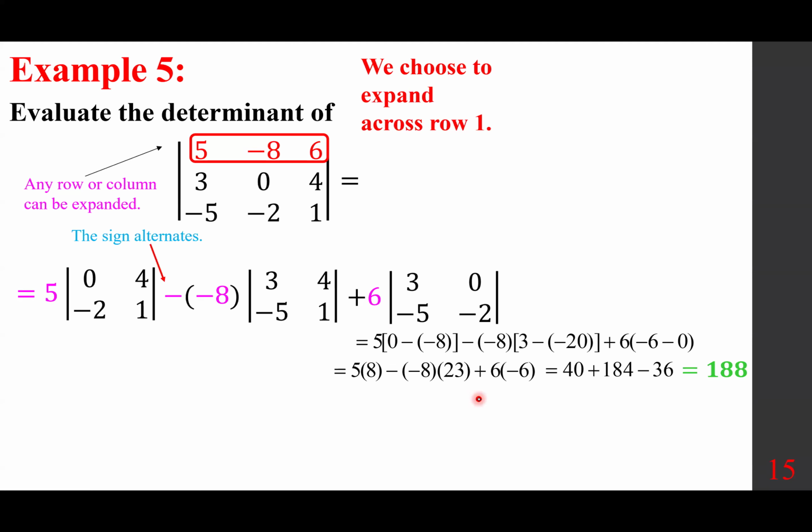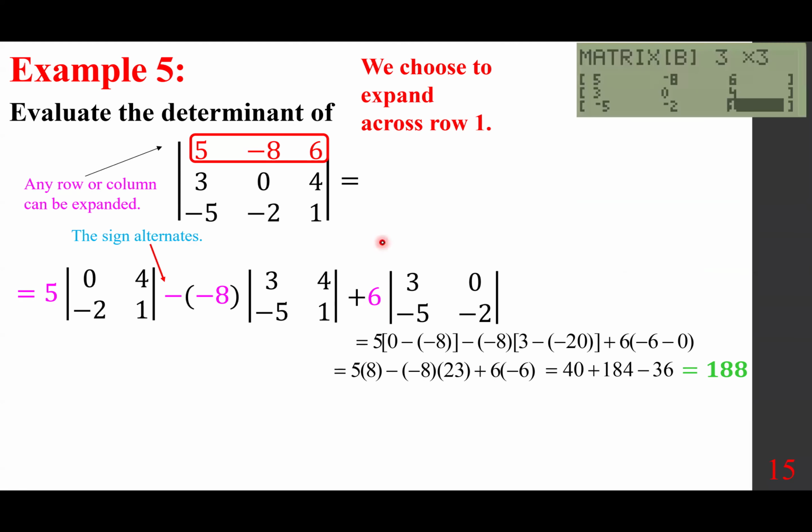So 5 times 8, 40, plus 8 times 23, 184. 6 times 6 is 36. We have a negative sign. Put them together, we get 180. The second method is to just write the same thing next to it. And by the way, if you want to go with the technology, you put this into some matrix. I put it in matrix B, 3 by 3. I looked up the determinant of B. It generated 188.